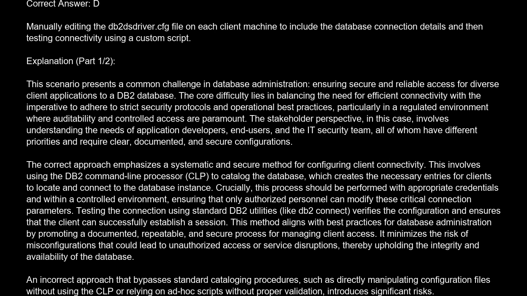Testing the connection using standard DB2 utilities, like DB2 Connect, verifies the configuration and ensures that the client can successfully establish a session. This method aligns with best practices for database administration by promoting a documented, repeatable, and secure process for managing client access. It minimizes the risk of misconfigurations that could lead to unauthorized access or service disruption, thereby upholding the integrity and availability of the database.